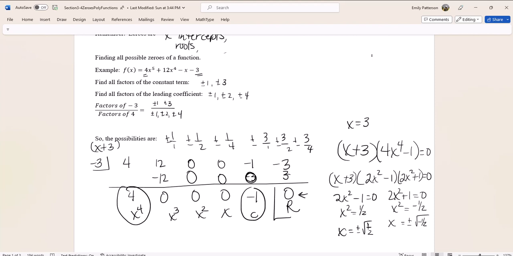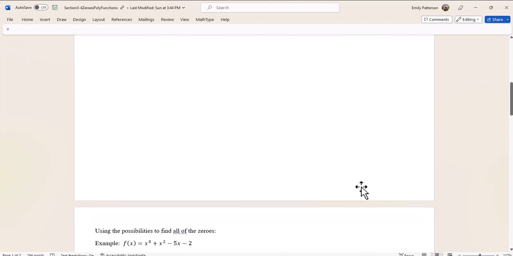So if you look on your graph, if you happen to put this into Desmos or your graphing calculator, you'll find that I'll have a root at the negative square root of 1/2, positive square root of 1/2, and 3. So what we're going to be doing is we're using this idea of finding the possible roots, and then once we do, we get a remainder of 0, then we use it to find the next one. So let's go on to the next problem.